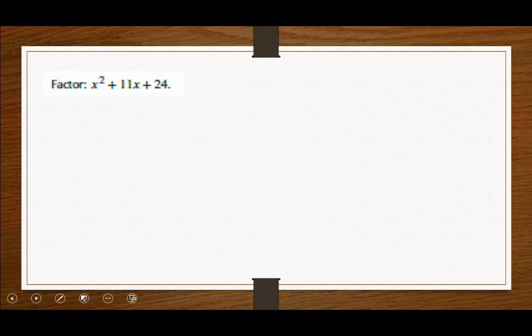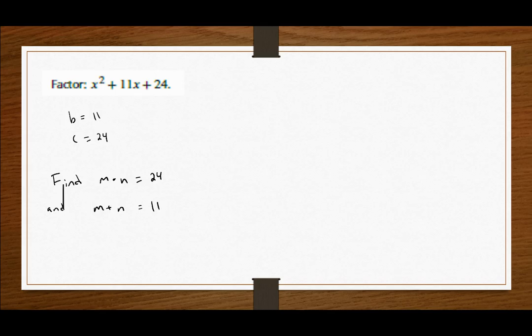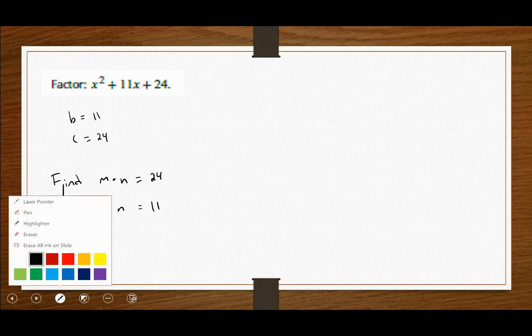So let's take a look at this example together. I've got x squared plus 11x plus 24. My b value, the middle coefficient, is 11. The c value is 24. So my task is to find m times n that multiply together to give me that constant at the end, that also add together to give me the middle coefficient. So what are those values, and how do I find them?